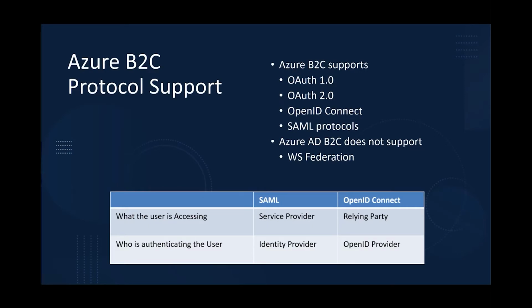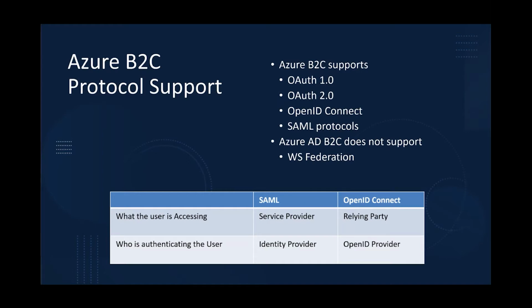So, Azure B2C protocol support. We've got support for OAuth 1.0, 2.0, OpenID Connect, and SAML protocols. We don't have access in Azure B2C for WS Federation. I've heard rumors that it's coming, but I don't know if that's true or not. My advice on sign-in protocols would be, if you're building a new app, or if you have the option to use OpenID Connect, I would lean in that direction.